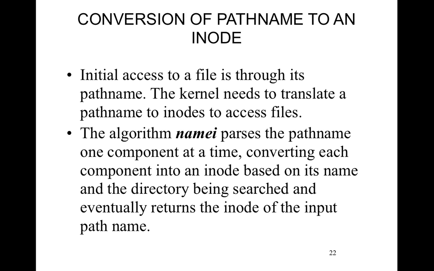So anyway, initial conversion, access to the file is through the path name. Kernel needs to translate the path name to the inode to access the files. So there's a conversion table. The algorithm is called namei. It parses the path name one component at a time, converting each one of the components into the inode list based on its name and directory being searched, and so on. Eventually returns the inode of the input path name. So the dots, the double dots, the slashes are all symbols.